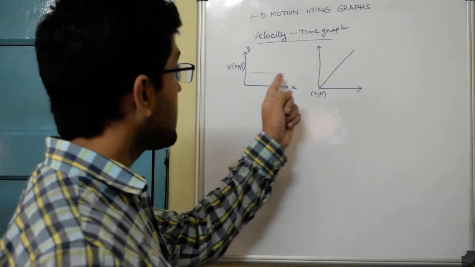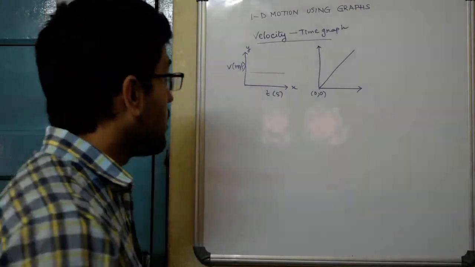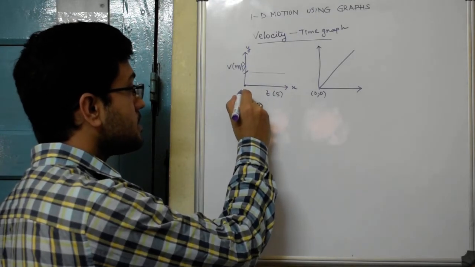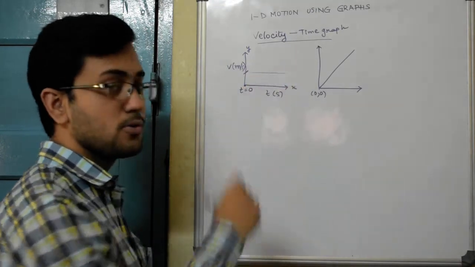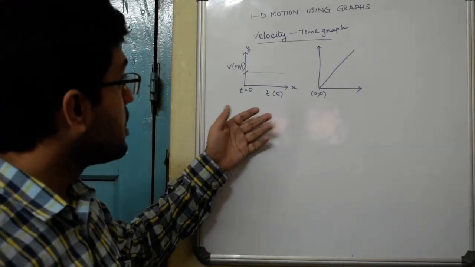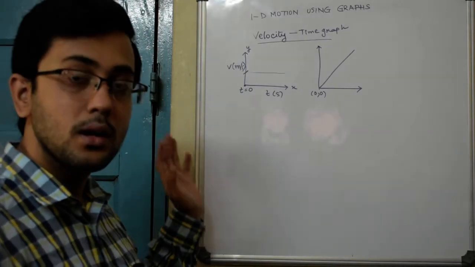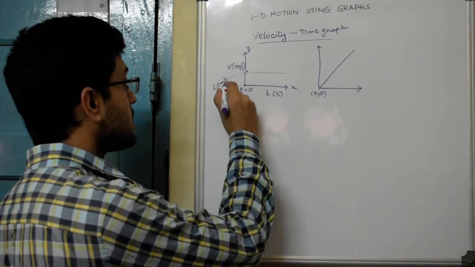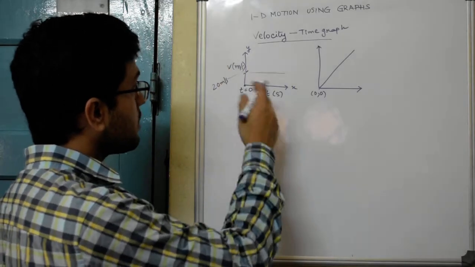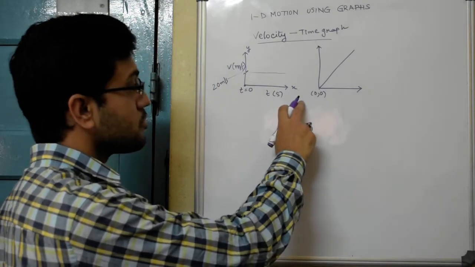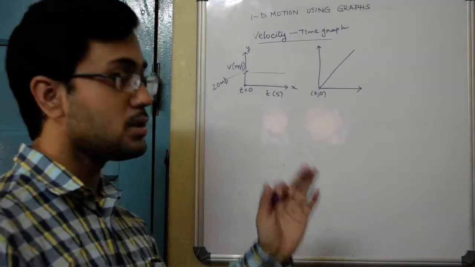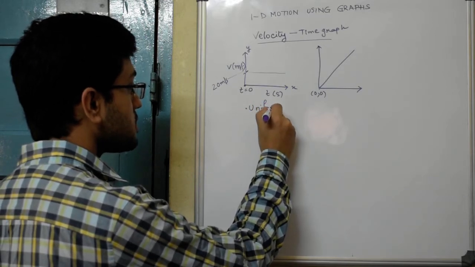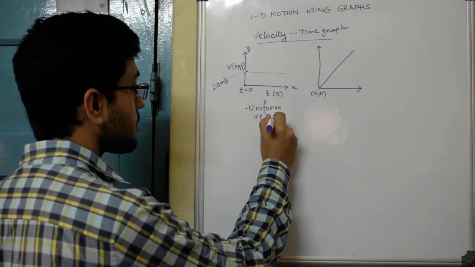Now when it's parallel to the x-axis, what does this mean? Whenever any graph is parallel to the x-axis, it means that whatever value it had at the instant t equal to 0, it has the same value throughout. So this kind of graph represents that the body is moving with the same velocity. So if the body had a velocity of 20 meter per second at 0 second, it is moving with that 20 meter per second throughout. Even though time is increasing, the velocity is remaining constant. So this kind of motion is called motion with uniform velocity.